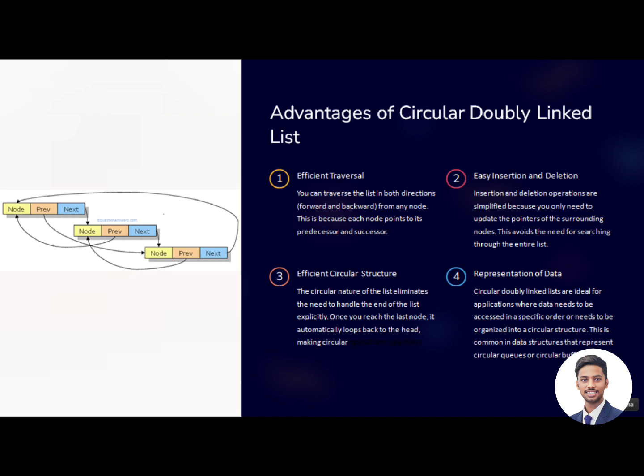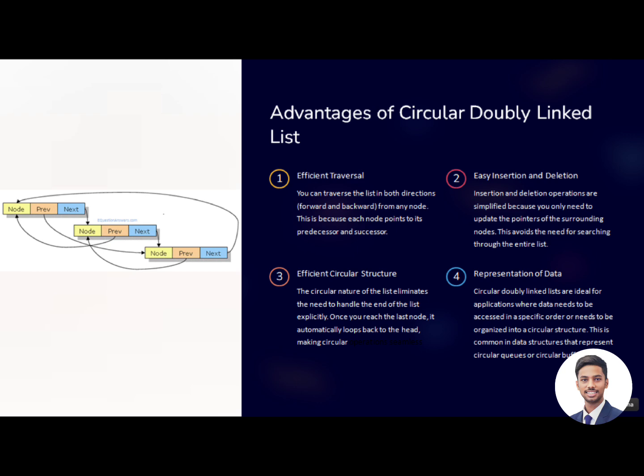Let's see advantages of circular doubly linked list. First advantage, efficient traversal. You can traverse the list in both directions, forward and backward, from any node. This is because each node points to the previous and the successor next node. Second advantage, easy insertion and deletion. Insertion and deletion operations are simplified because you only need to update the pointers of the surrounding nodes. This avoids the need of searching through the entire list.